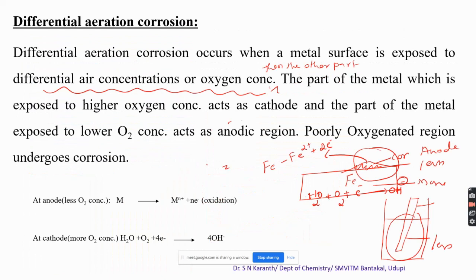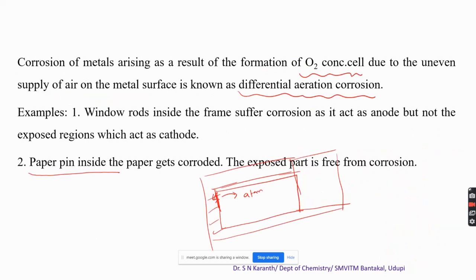That is, corrosion occurs when a metal surface is exposed to a differential air concentration or oxygen concentration than the other part. The part of the metal exposed to higher oxygen concentration acts as anode, and the part exposed to a lower oxygen concentration acts as cathode. Here the definition of differential aeration corrosion can be stated like this: it is due to the formation of an oxygen concentration cell, that is, due to the uneven supply of air on the metal surface. Okay, this is a second kind of corrosion.